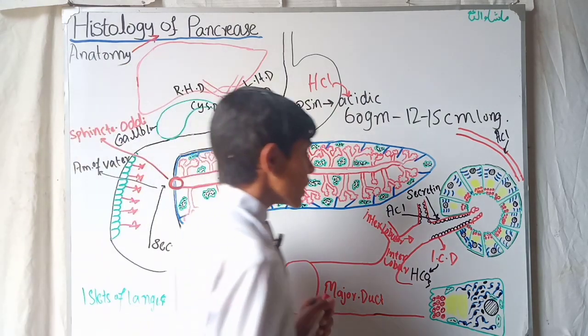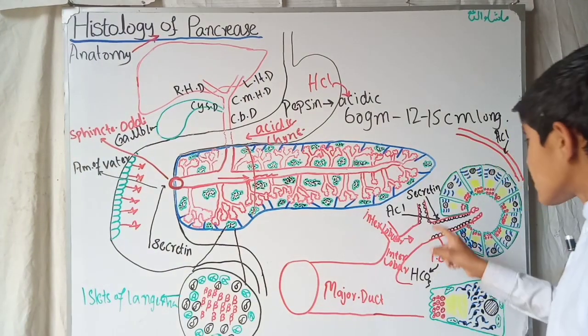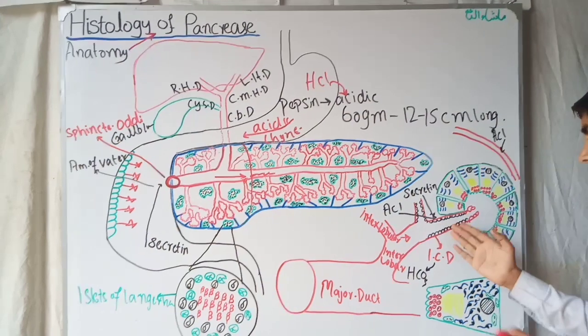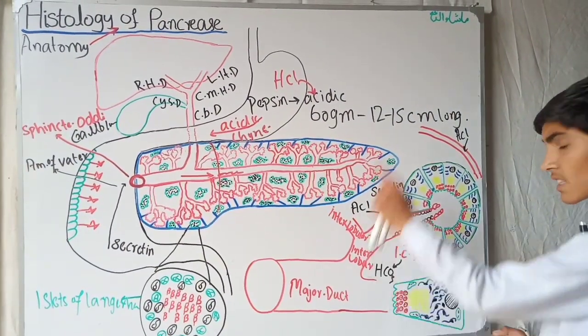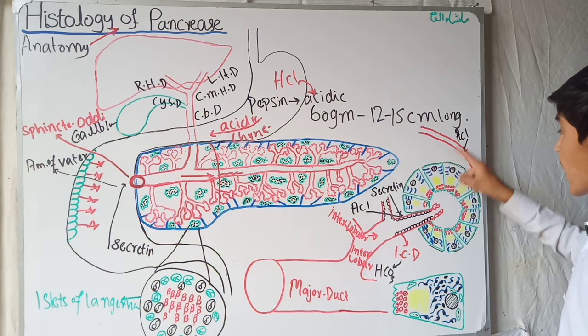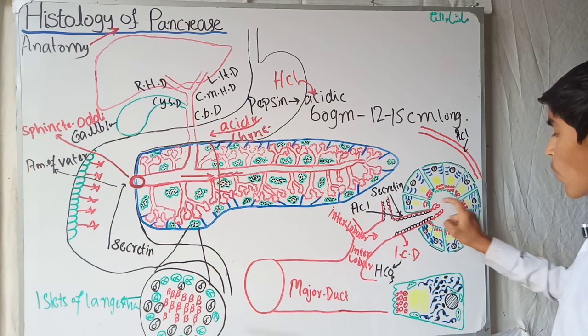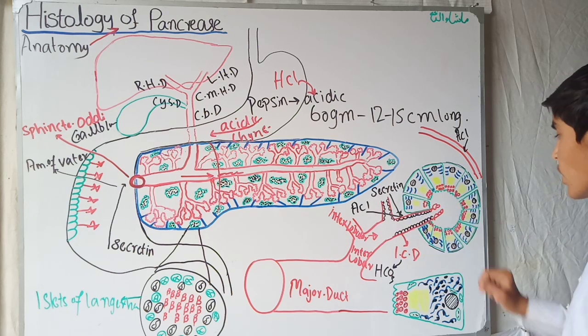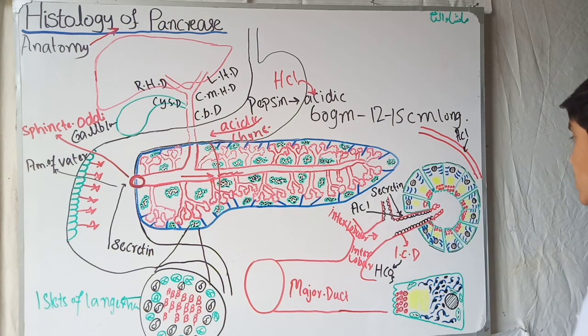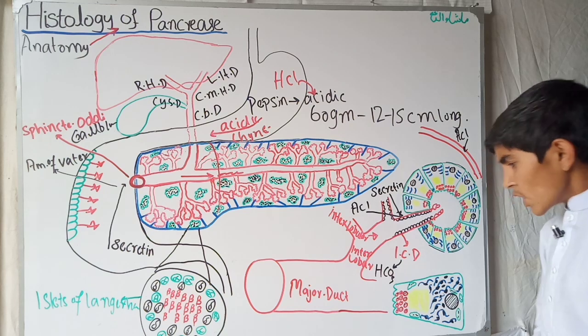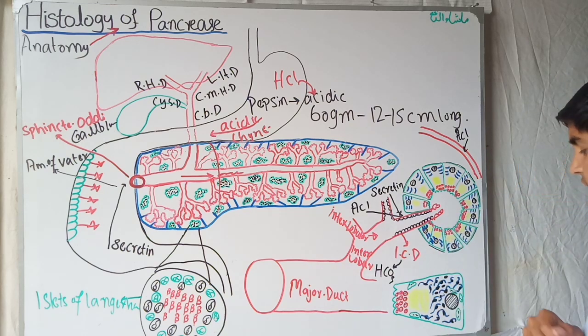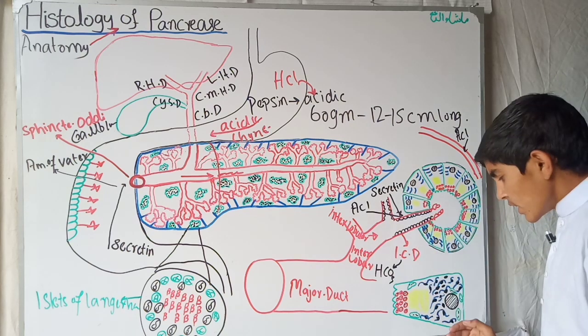Okay, and secretin cannot stimulate the acinar cells. Acetylcholine can stimulate the acinar cells, while secretin cannot. And so this was about the acinar cells.